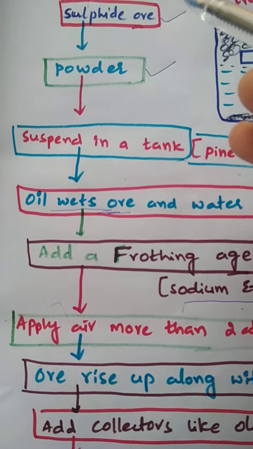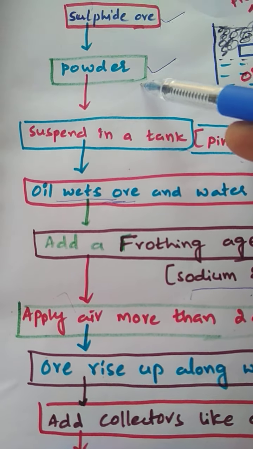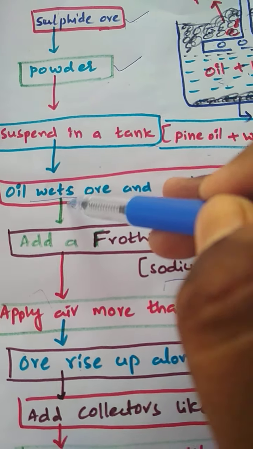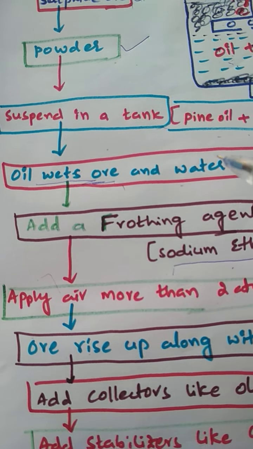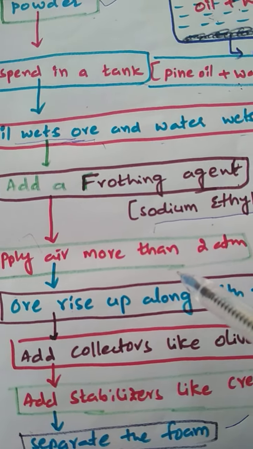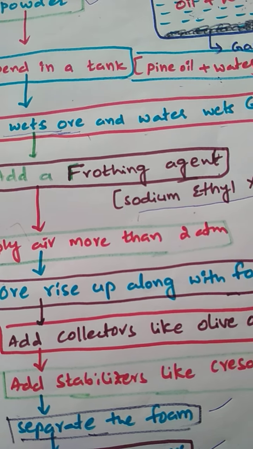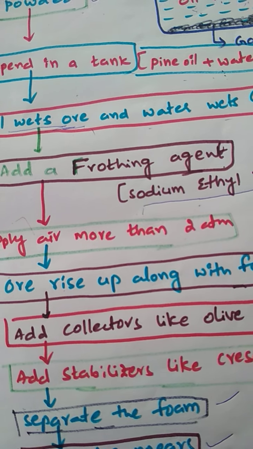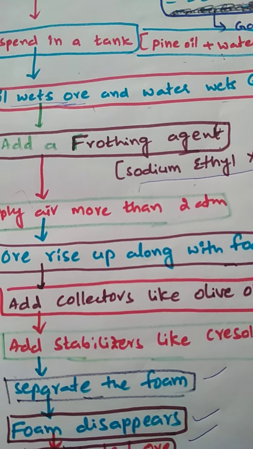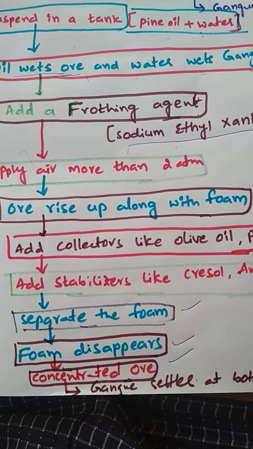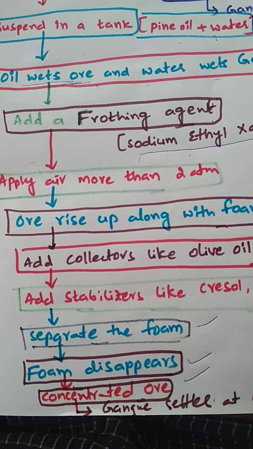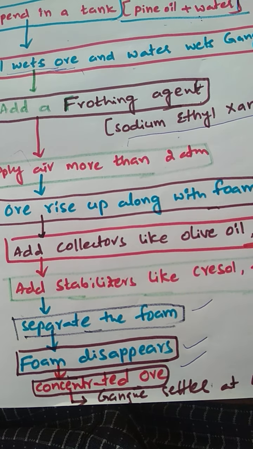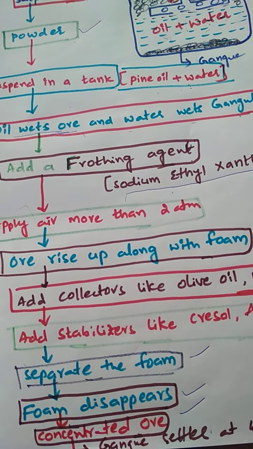Okay, once again, listen here. First we convert the sulfide ore into powder, and pour this powder in a tank which contains oil plus water. Then oil wets the ore and water wets the gangue. We add a frothing agent like sodium methyl xanthate. Then we apply air that should be more than 2 atmospheres. After that the ore rises up along with the foam. We add collectors to collect more ore from the oil. We add stabilizers like cresol or aniline to stabilize the foam. After some time we separate the foam by the mechanical process of skimming. Then the foam disappears, we get the concentrated ore and the gangue settles down at the bottom of the tank.